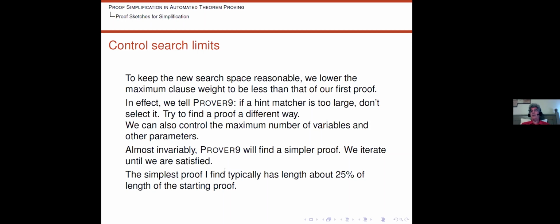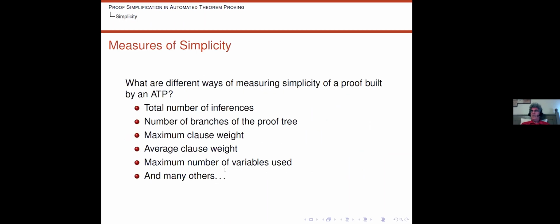And that was as far as I could take it before there wasn't anything else I could do. So let me just wrap up by talking about measures of simplicity. What are some different ways that we can measure the simplicity of a proof that's built by an automated theorem prover? Because I'm being very vague about what it means. Well, you could count lots of things: the total number of inferences, the branches of the proof tree, clause weights, and so on. Presumably a reasonable measure of simplicity is some combination of these things.